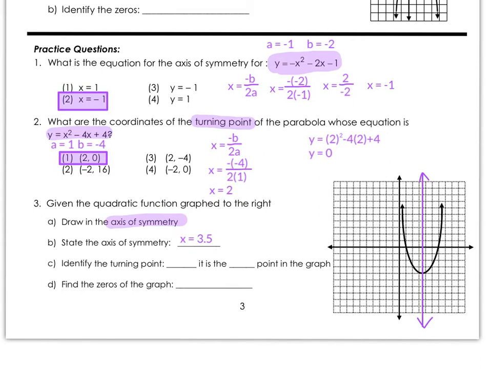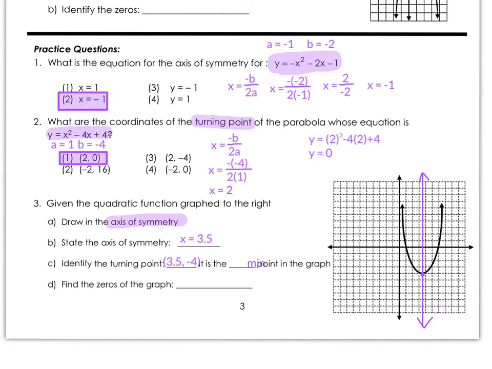Now from there I can find the turning point, because the axis of symmetry goes through the turning point, so it's down here. So the turning point would be the x value from the axis of symmetry, so 3.5, and then if we count, it goes down 4. So my point would be 3.5 comma negative 4. And because when we look at the graph, that's the lowest point on the graph, that makes it a minimum.